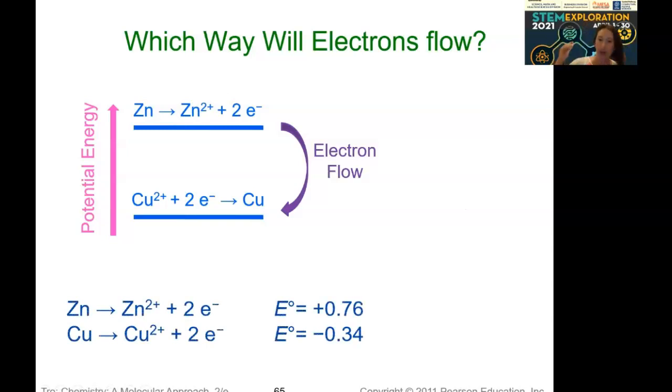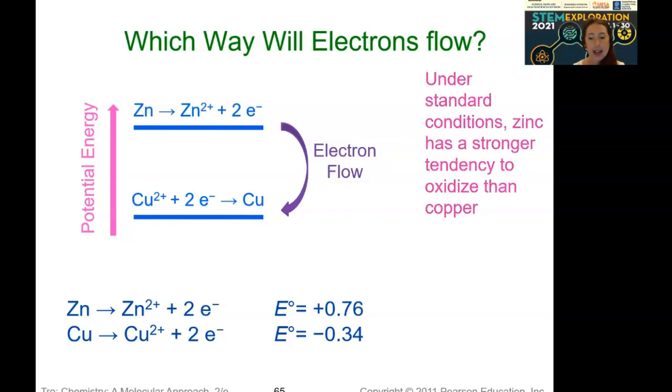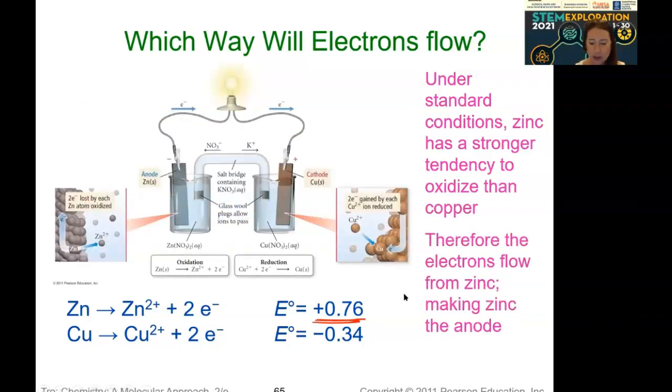So in this case here, you can see that we have, under standard conditions, zinc has a stronger tendency to oxidize than copper. And why? Because it's more negative. And we're going to look at this. And we're going to talk about why. So therefore, the electrons will flow from zinc, making zinc the anode. Okay, so the question is, what we're going to try and figure out right now is, how do we tell this? Right? So this is true, and we're going to come back to this. The question is, how do we know? So that's what we're going to work on today.